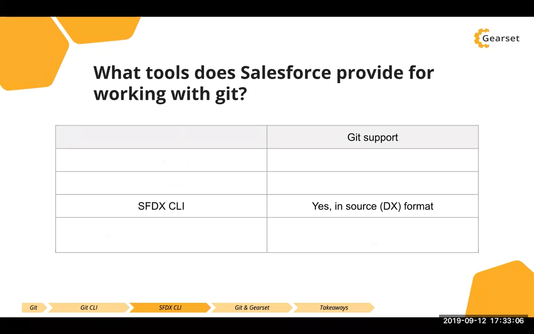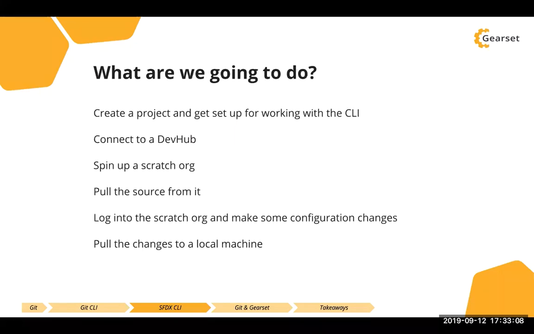So without further ado, we're going to select our CLI. We're going to follow through creating a project. So the initial setup steps of creating the folder structure, similar to initializing a repository, and how we can work with the CLI. We're going to connect to a dev hub. We're going to spin up a scratch org. We're going to pull some source or metadata from it. We're then going to log into the org and make some changes, and we're going to pull down those changes to our machine as well.